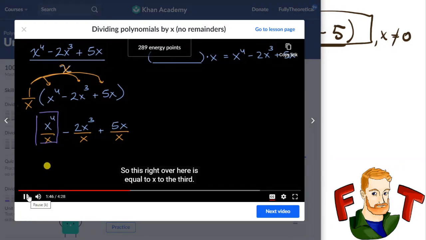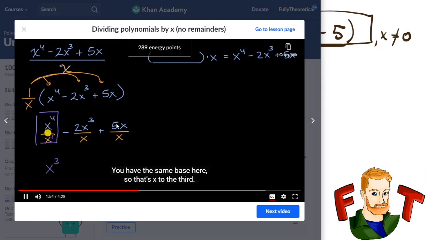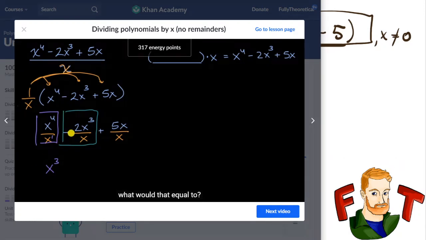Here is equal to x to the third. You could also get there from your exponent properties. In the denominator, you have an x to the first power, and so you would subtract the exponents. You have the same base here, so that's x to the third. And then this part right over here, what would that equal? Well, it's going to be minus 2x to the third divided by x to the first. By the same property, that's going to be x squared. And then last but not least, if you take 5 x's and then you divide by x, you are just going to be left with 5.